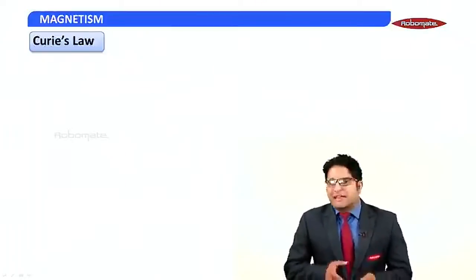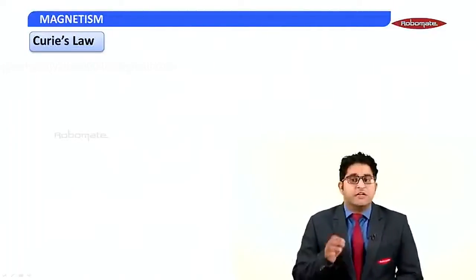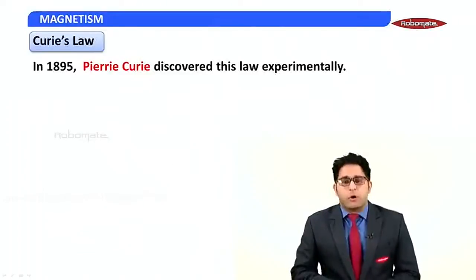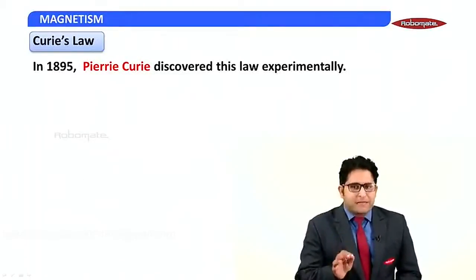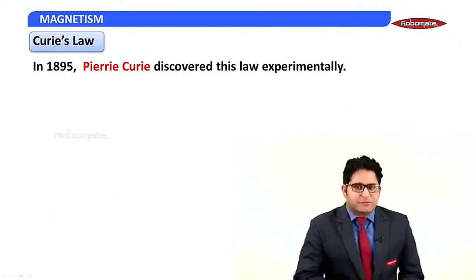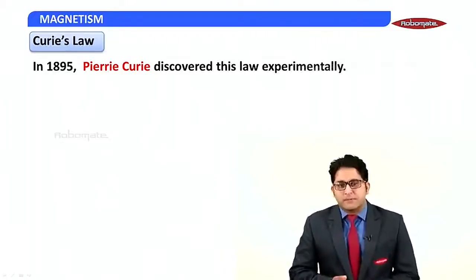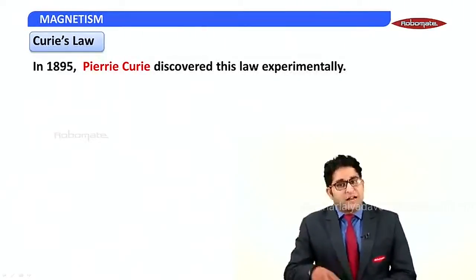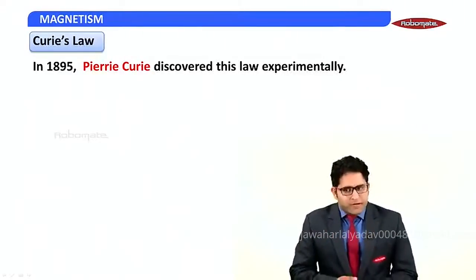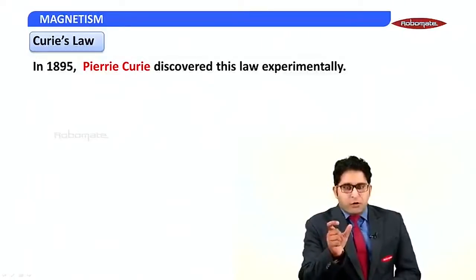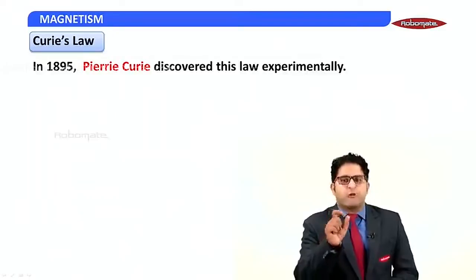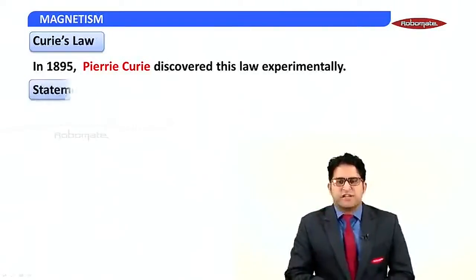Now, in 1895, Marie Curie discovered this particular law experimentally, and this law is only applicable to paramagnetic substances. Now, what are paramagnetic substances? What is their behavior? What are the different examples of paramagnetic substances? That we'll be learning in the forthcoming module, right? He discovered this law for paramagnetic substances and converted it into the form of a statement. Now, let us see the statement for Curie's law.